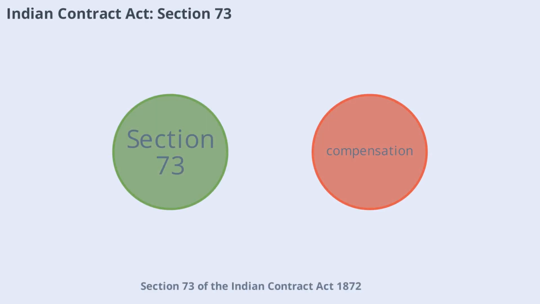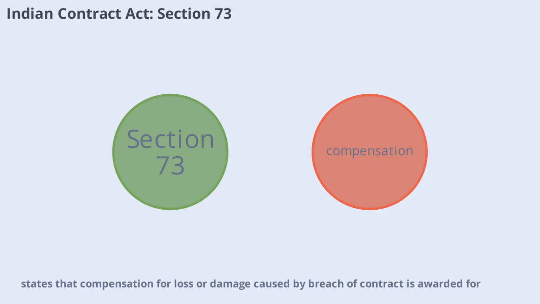Section 73 of the Indian Contract Act, 1872, states that compensation for loss or damage caused by breach of contract is awarded for losses that arise naturally or are contemplated by both parties at the time of contract. Remote or indirect losses are not compensated. This section ensures that only foreseeable and reasonable losses are covered, maintaining fairness in contractual relationships.